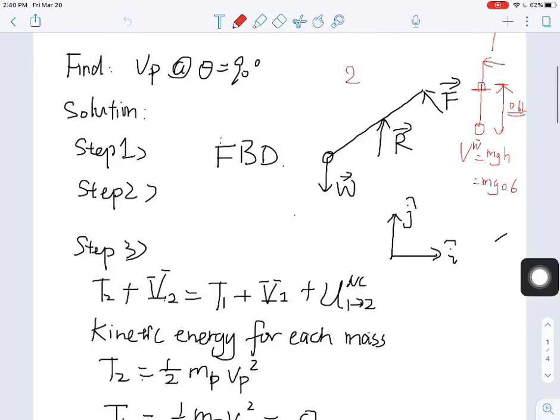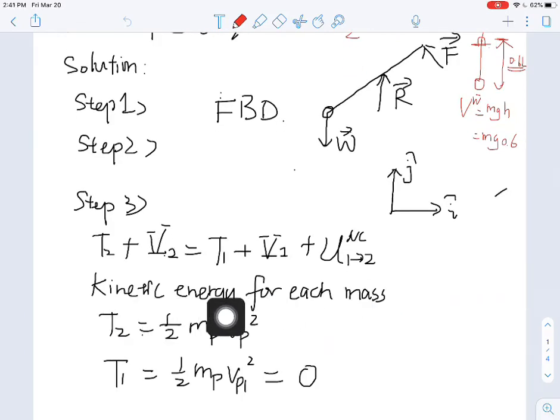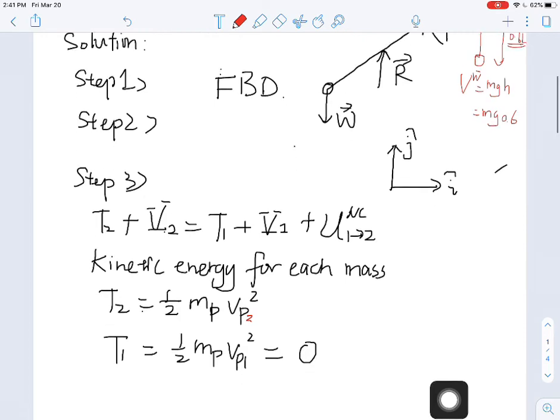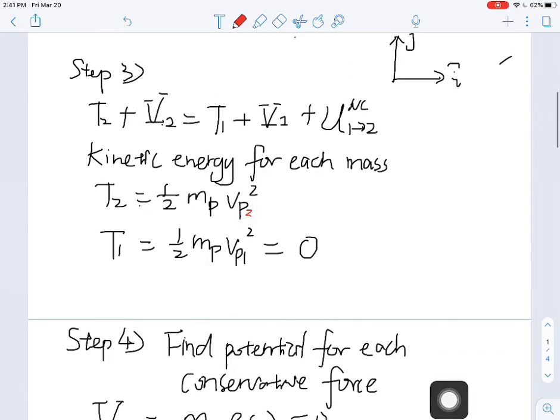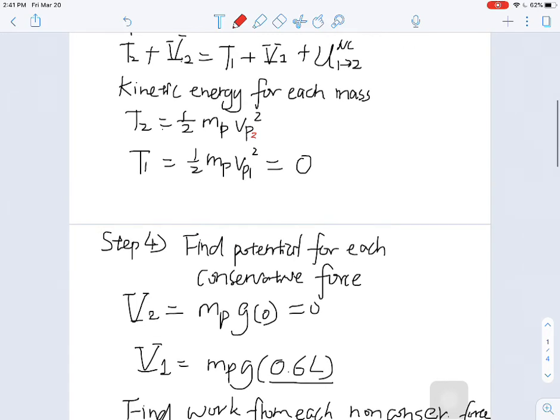And then step 3, we need to find all the kinetic energies for each mass. And in this case, we only have one mass, which is that particle P, and the kinetic energy is T2, 1 over 2 mp Vp2 squared. And at position 1, that is 1 over 2 mp Vp1 squared. And because it starts from rest, Vp1 squared equals 0. And that's step 3.